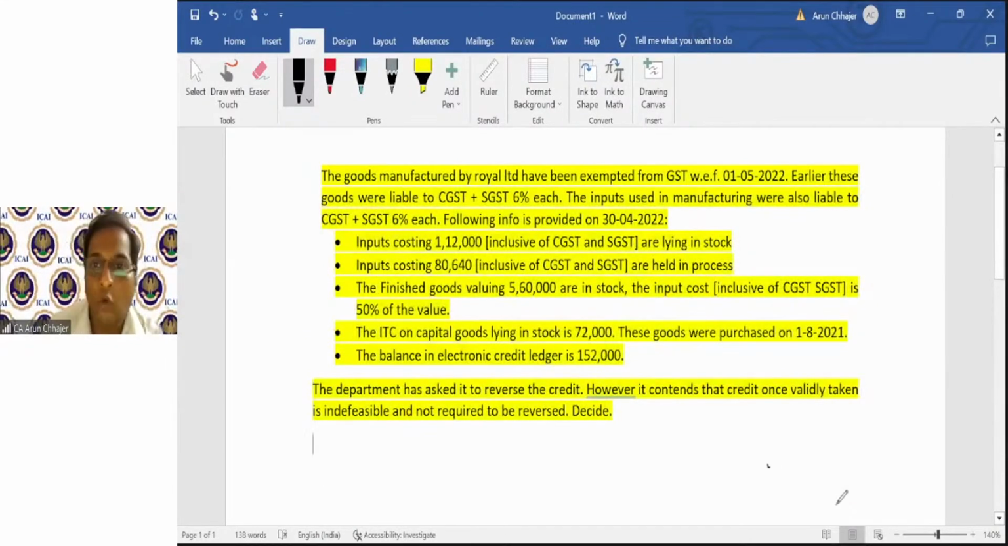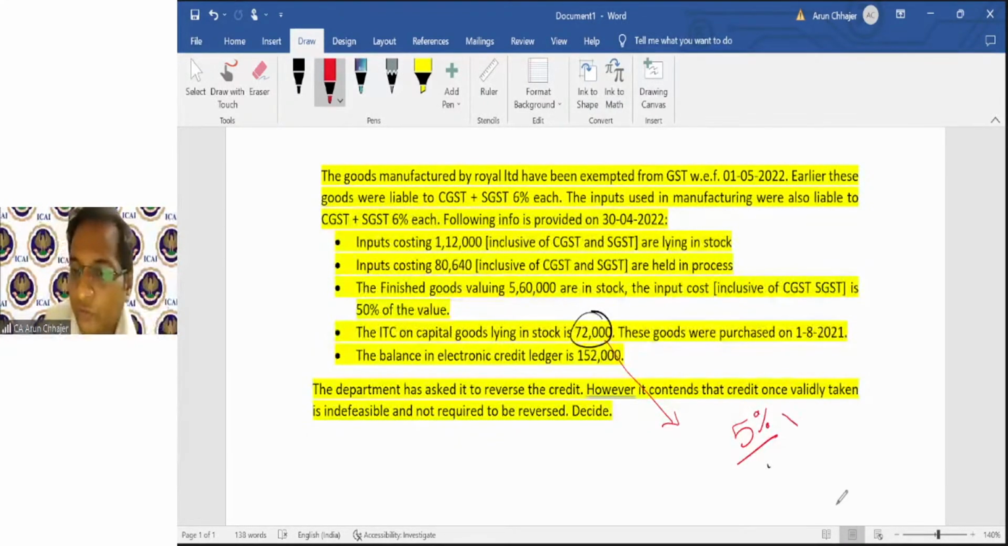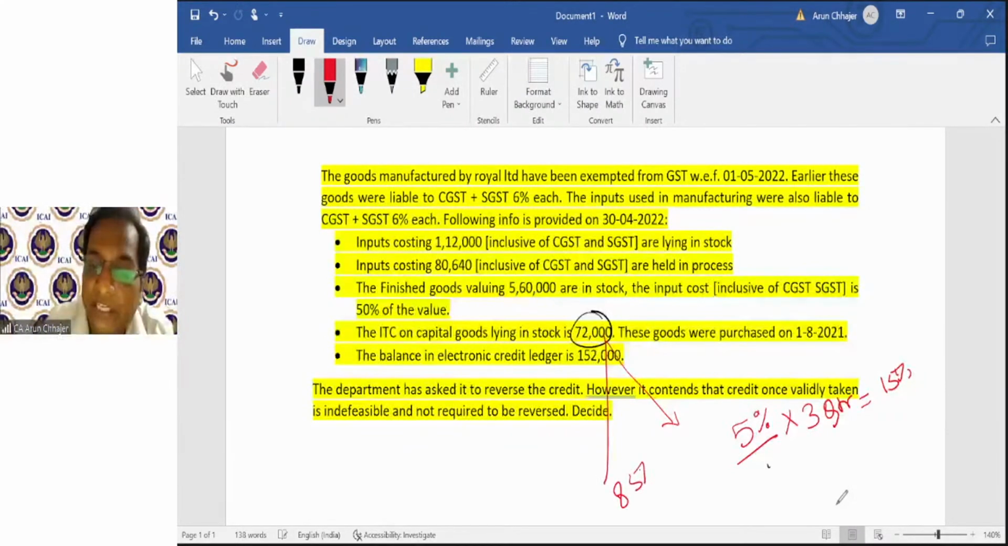In this question 72,000 is the total ITC on the capital goods, and we know that as per the rule 40 sub rule 2, 5% per quarter is the eligible component. So I have used for 3 quarters, so basically I can say the total use is 15%. So I can say the 85% need to be reversed. So let me calculate again.